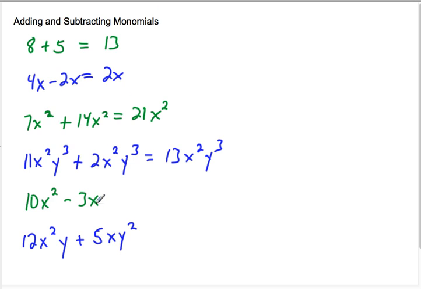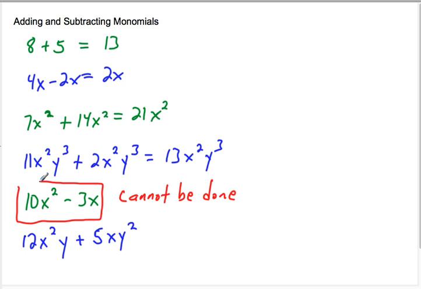10x squared minus 3x. This you cannot do. Cannot be done. Meaning, so if you needed to simplify this, you cannot do 10 minus 3 because the variables, although the same, do not have the same degree. Okay, you need to have the same variables with the same degrees, or you cannot simplify it. So you would just leave it as this. If I said simplify 10x squared minus 3x, you would say 10x squared minus 3x, or can't be simplified.